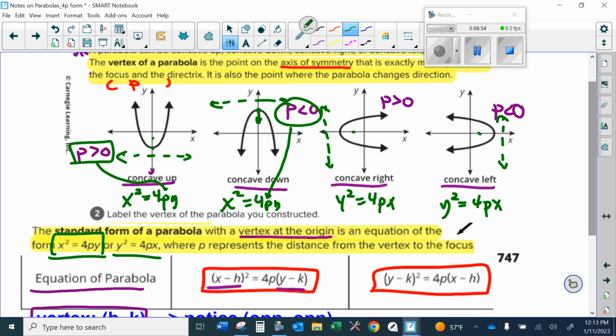If I start here, I'm going up, and that makes p positive. If I start at the vertex right here, I go to the right, that makes p positive. If I start at the vertex here and I go to the focus, that makes p negative, which is why it says p is negative. So those are the rules for knowing whether p is positive or negative: you go from the vertex to the focus.